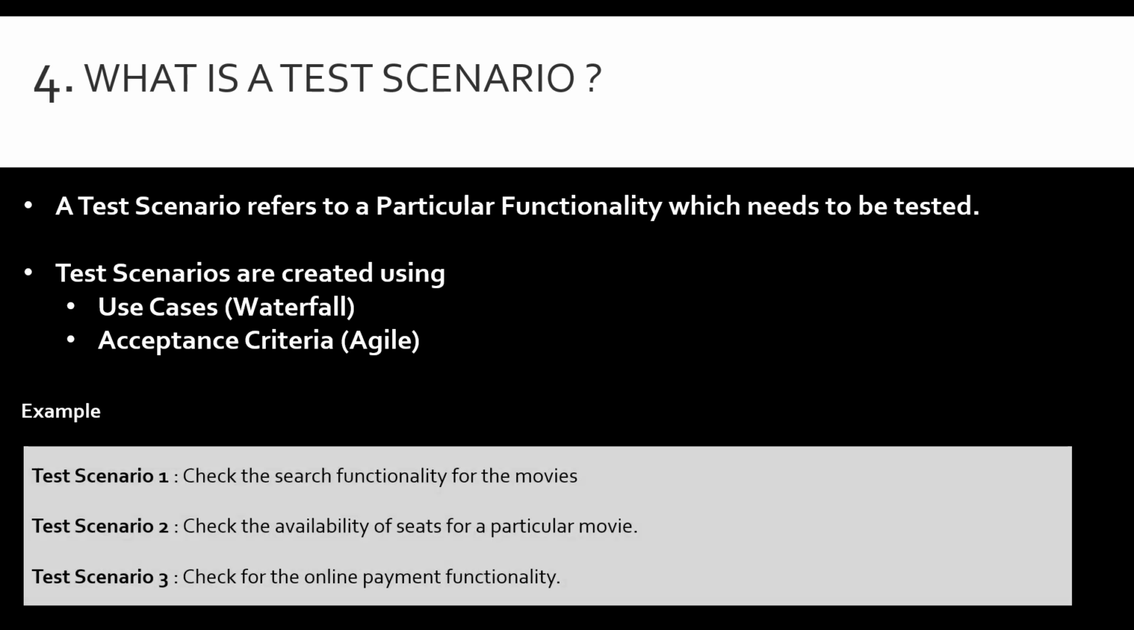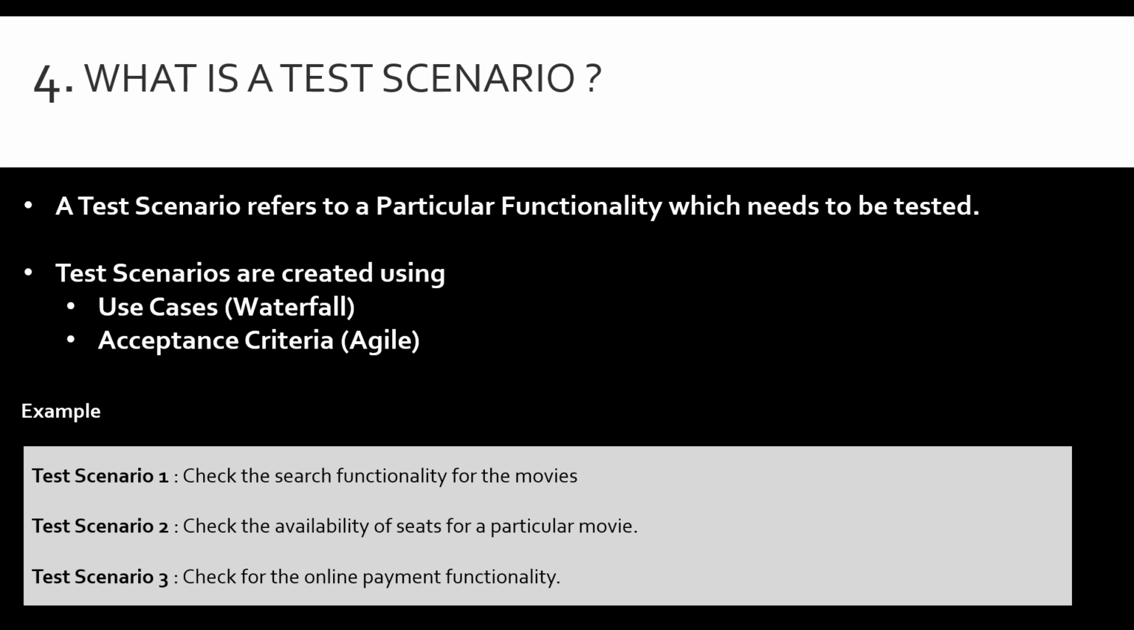Again, these examples are taken from our case study. Test scenario number 1, check the search functionality for the movies. This scenario basically talks about where the customer can enter a keyword and the appropriate movie appears in the listing. Test scenario number 2, check the availability of seats for a particular movie.